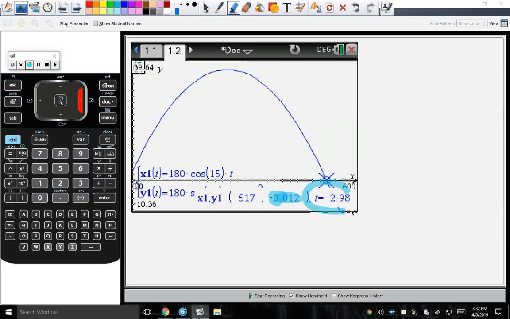How long did it take for it to get there? It would take 2.98 seconds. So the ball was in the air almost 3 seconds, if it went that far. Okay, the other questions on this.